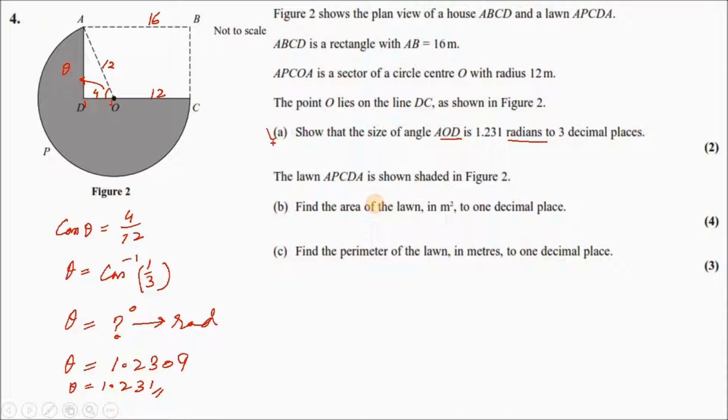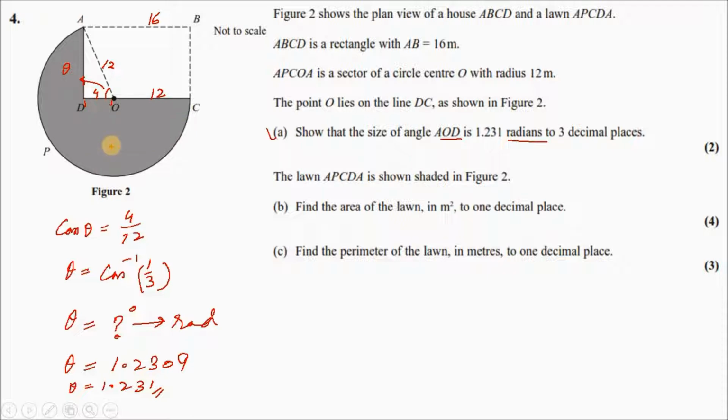This is your part A. The lawn ABCDA is shown shaded in figure 2. Find the area of the lawn in meters squared to 1 decimal place. So we need to find the area of this shaded region.